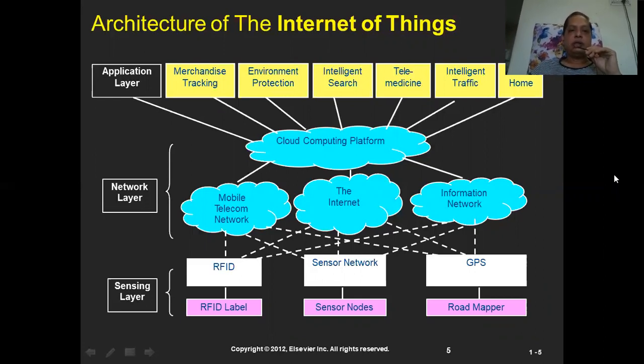Naturally, the sensing layer contains RFID labels, sensor nodes, and road mappers. The network layer contains the networking part of cloud computing, all the technologies which help us transfer data from one place to another, and on the top, the applications which are going to make use of all of these.